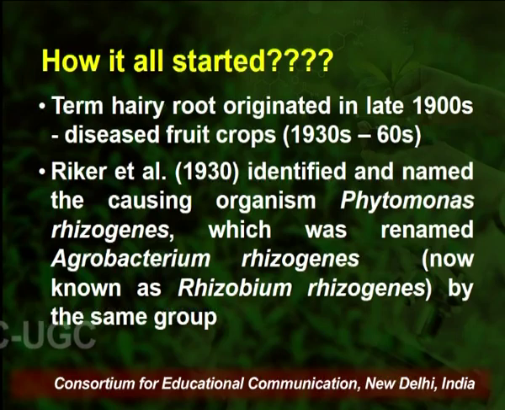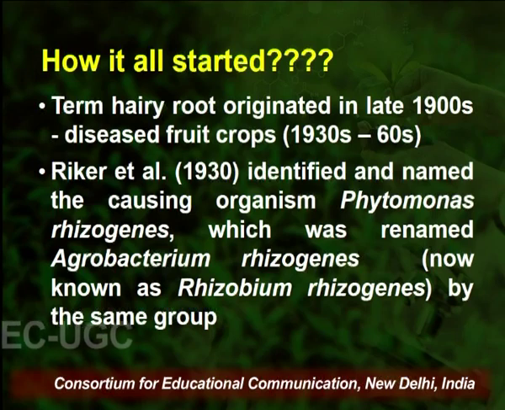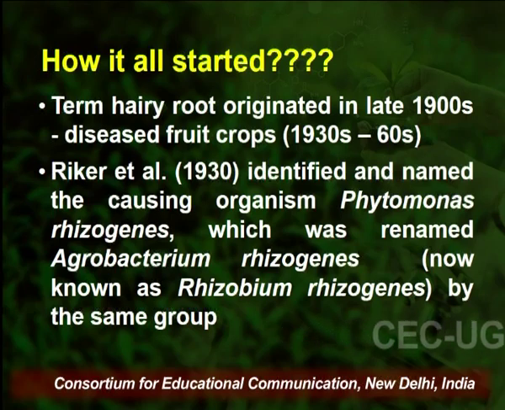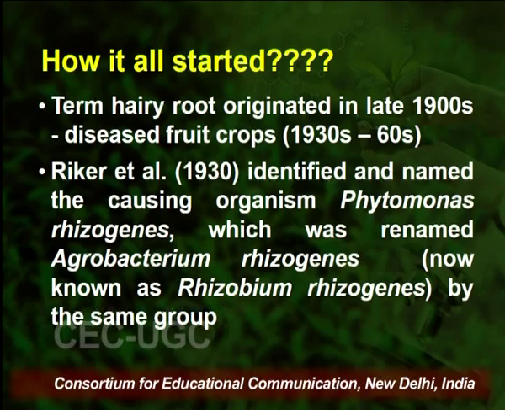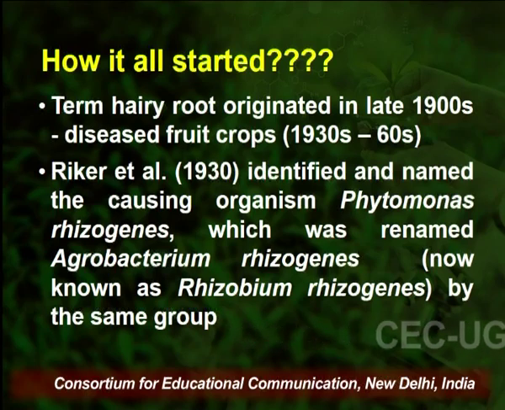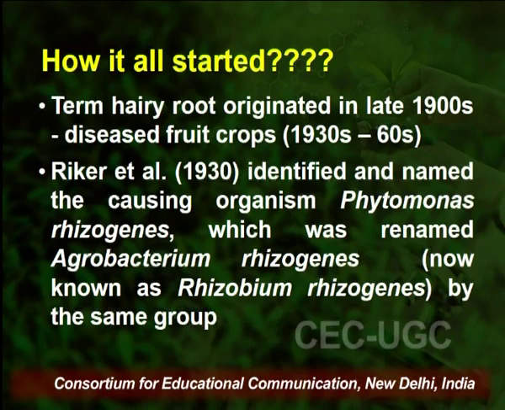Riker and his group in 1930 for the first time identified the causative agent of this hairy root appearance, and they identified that the causing organism was Phytomonas rhizogenes, which was renamed by that group to Agrobacterium rhizogenes, and as per the latest nomenclature, is now known as Rhizobium rhizogenes. So we can say it started in 1930.